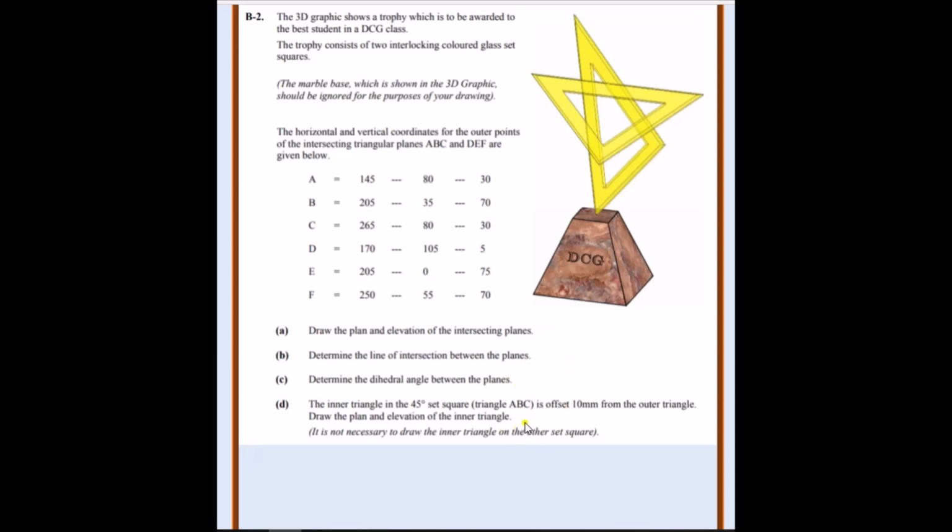Now part 4 here: the internal triangle is a 45-degree set square ABC, offset 10 mils from the outer triangle. So we've looked at how you do this. Draw the plan and elevation of this internal triangle. What we said is, if we see triangle ABC as a true shape first, then we can measure in our 10 mils and then bring it back to our other 2 views.